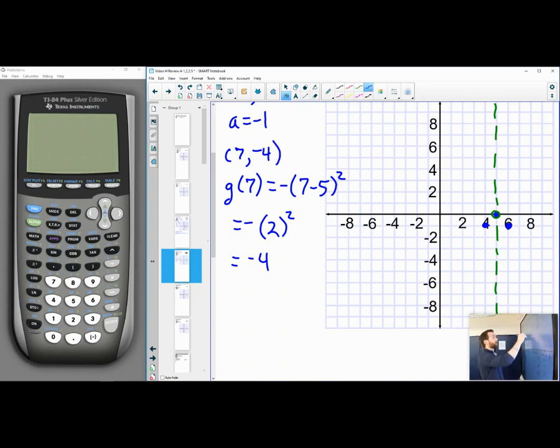So what's our point? 7, negative 4. Go to 7, and then 1, 2, 3, negative 4 right there. That's our first point, and then we do what we've been doing all video long.